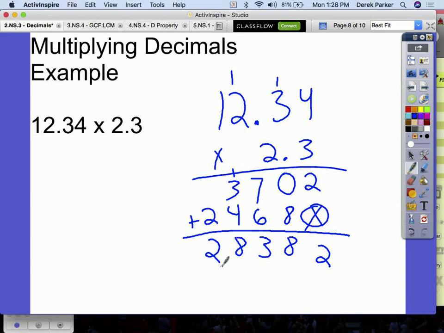Now, I get to the product, and I now look at my problem. There are 1, 2, 3 numbers behind the decimal. So I go down the product, starting at the right, I count 1, 2, 3. So my answer is 28 and 382 thousandths.